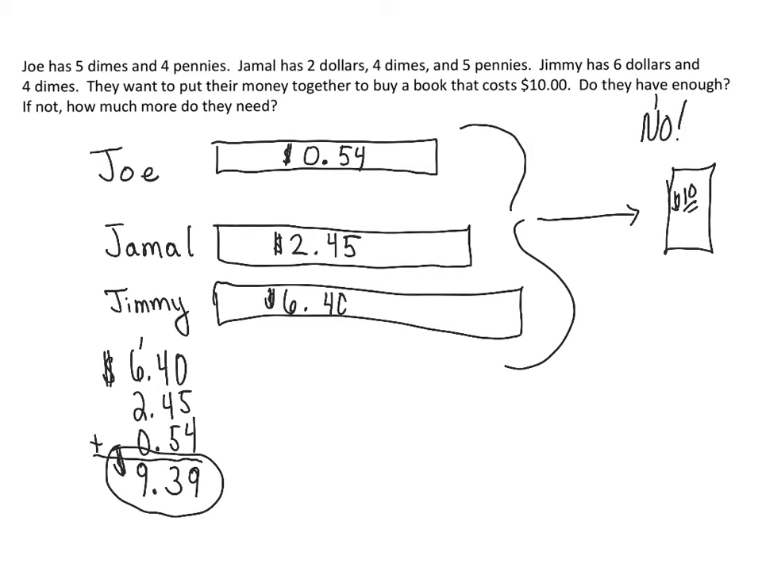So to answer this question, do they have enough? No, they don't. But another part of this question is how much more money do they need? So if the book costs $10 and this is the only amount they have, we need to see how much more they need to get to $10. So that, my friends, is subtraction. So $10. Make sure our decimals are lined up. Remember, when we're adding and subtracting, we always line up our decimal points.